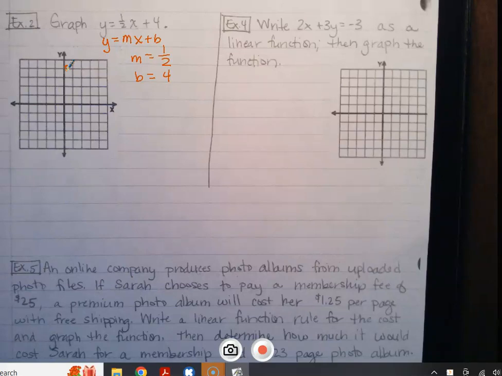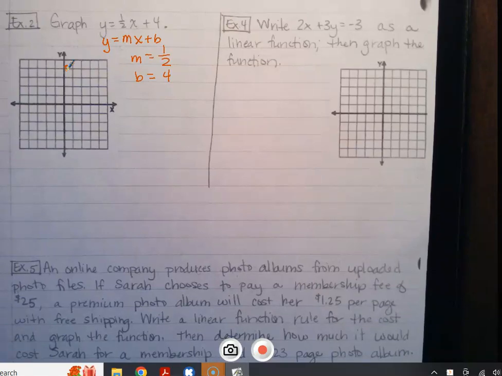mx plus b and wait, is this continuing on this one? No, this is a different problem. It's a different equation. It's on the back. Okay, 1/2 x. Hold on. Let's see. Olivia, can you go up and graph another point using our slope?